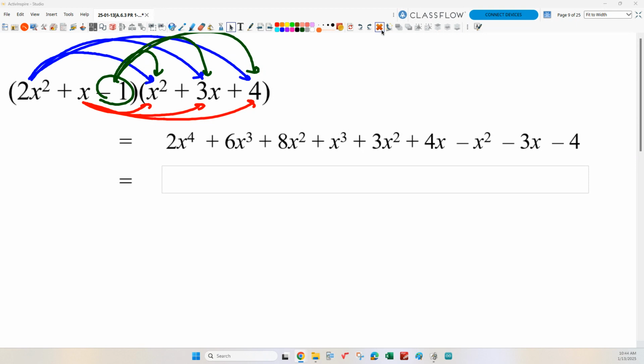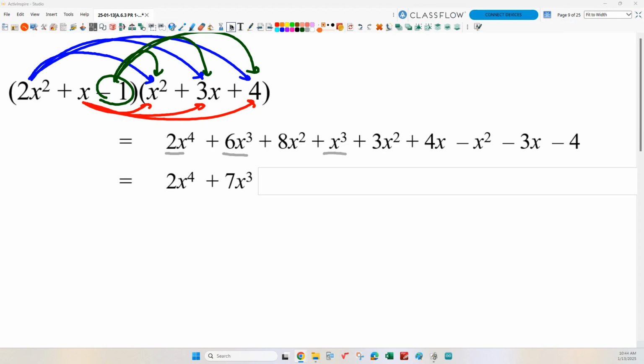What's the first term going to be in my answer? 2x to the 4. There you go. We'll just kind of check that one off, underline it as we go. So that one. What's next? All the x cubes. So how many x cubes have we got? 6x cubed plus x cubed is how many x cubes? 7.